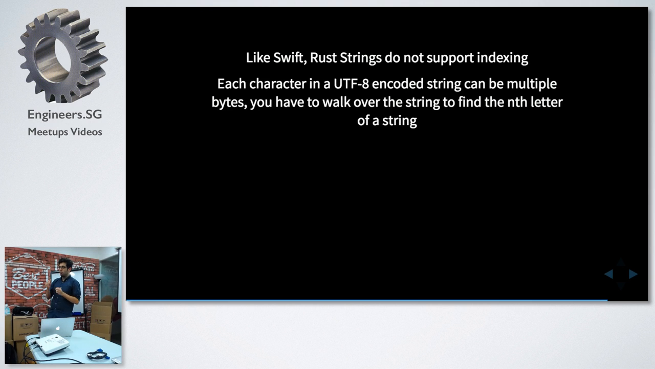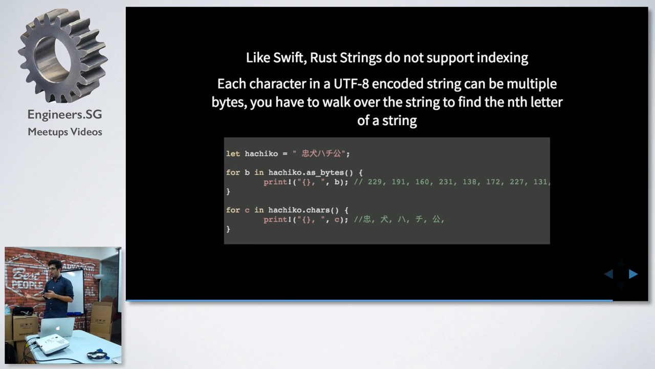The reason is that for a UTF-8 string, you have to walk over the string to find the nth letter, because in UTF-8 a character can be of variable size. So there is an algorithm to go through the UTF-8 string in order to find what the actual nth character is in terms of human representation. In Rust, it gives you some helper methods to do that, but it also allows you to look at the byte representation of the string if you need it.